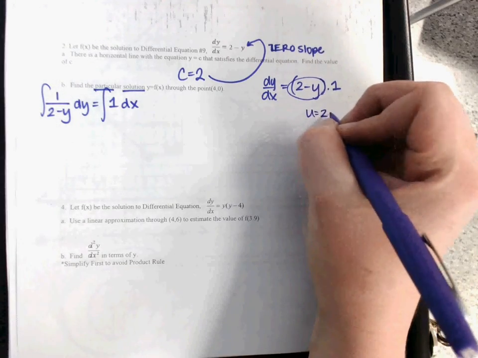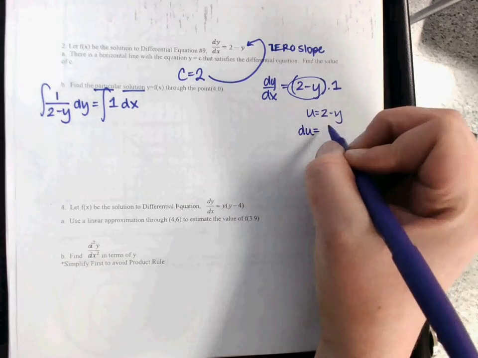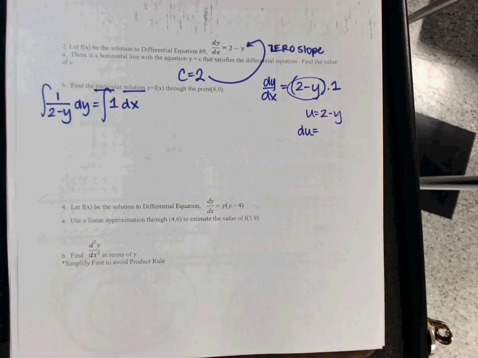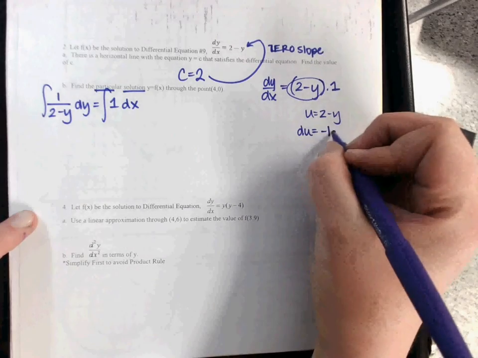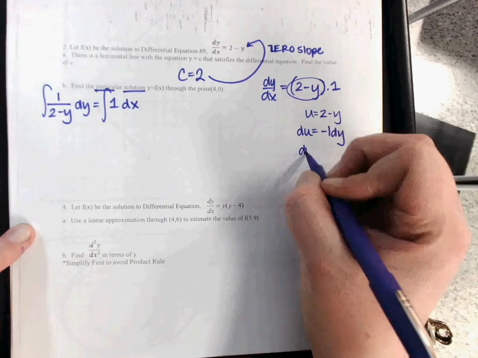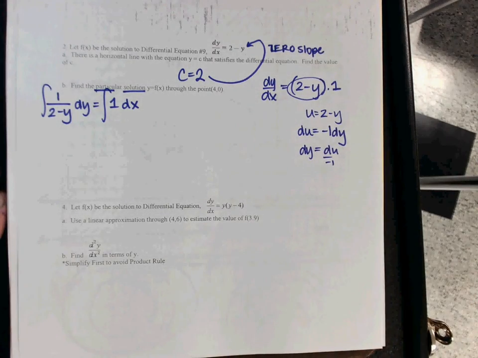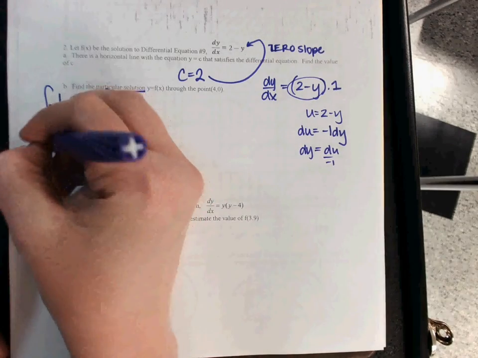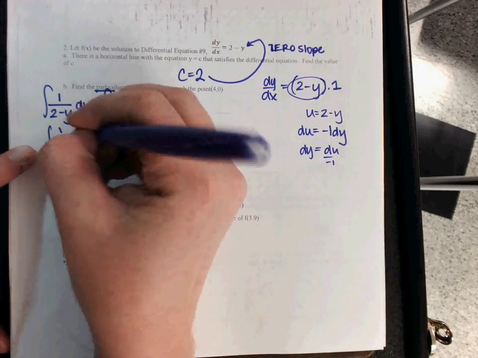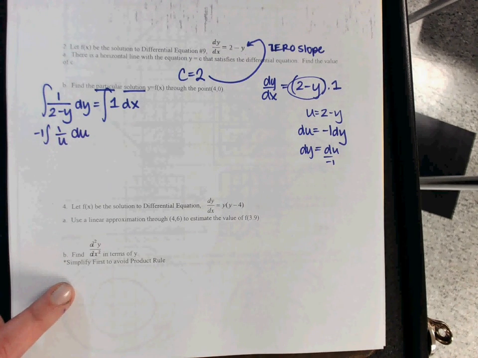You know what to do. U sub. U would be 2 minus y. What would du be? Derivative of 2, though, is 0. It would be negative 1 dy. Which means that dy would have to be du over negative 1. Now remember, if it was du over 1, you wouldn't have anything left over. But if it's a negative 1, you're going to have to bring that to the front when you integrate. So it'll be 1 over u du over negative 1.